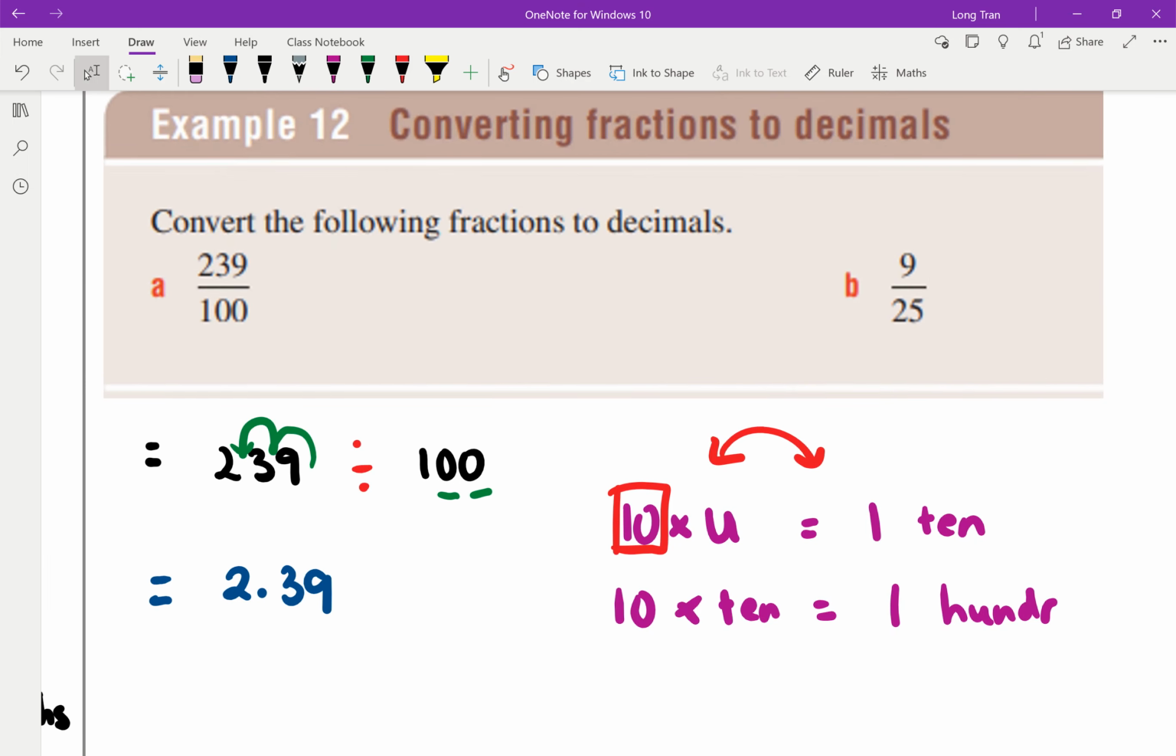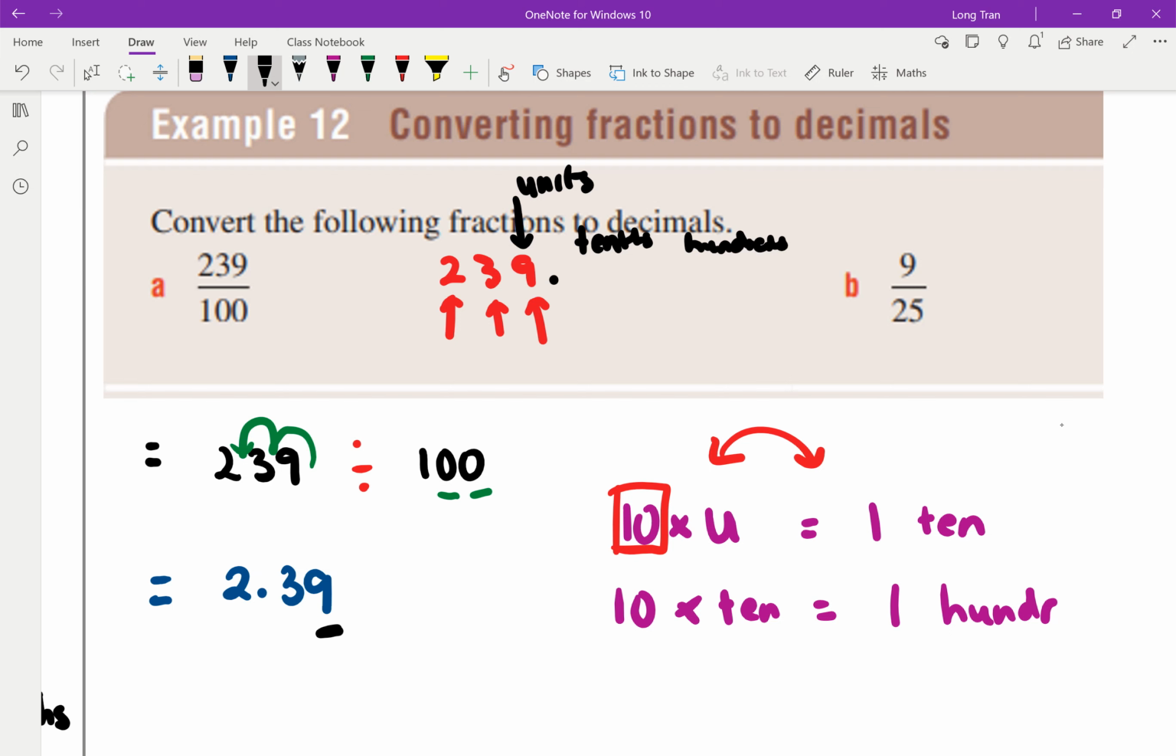So if you start off with 239, the 2 is in the hundreds, 3 is in the tens, and 9 is in the units. When you divide by 100, essentially, you're saying that you're going to move these 2 place values back because you're making it smaller, right? So the units now become, instead of tenths, it moves another place value, which is hundredths. That's why the 9 ends up at the hundredths position.